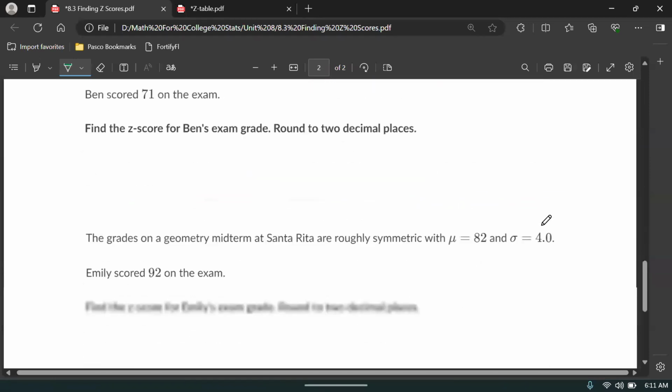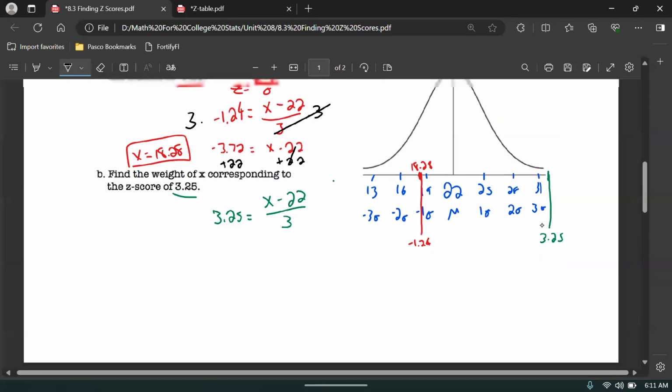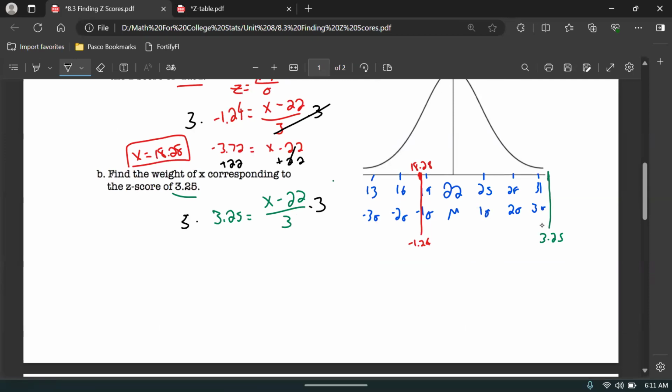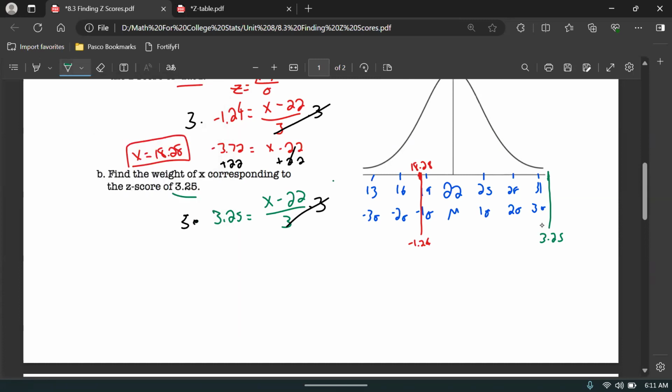So let's work it out. We have 3.25 equals x minus 22 divided by 3. All right, and obviously, again, same algebra rules apply. So we're going to multiply by 3 on both sides first. Cancel that out. Let's see, 3 times 3.25 equals 9.75. x minus 22. And then, of course, add 22. And we end up, let's see, add 22, we get 31.75 equal to x.